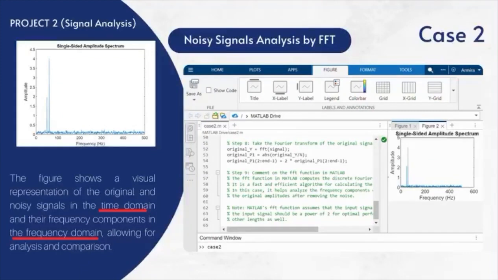MATLAB's fast Fourier transform function efficiently computes the discrete Fourier transform of a signal and assumes periodicity in the input signal. It is fast and effective for analyzing frequency components. MATLAB's fast Fourier transform function prefers input lengths that are powers of 2 for optimal performance. However, it can handle other lengths as well.